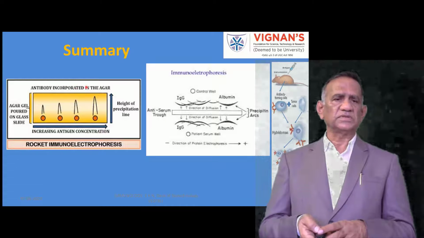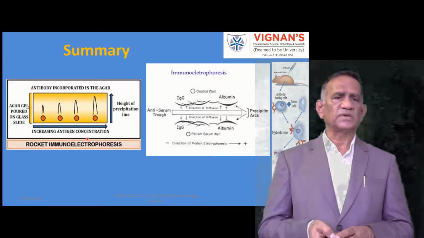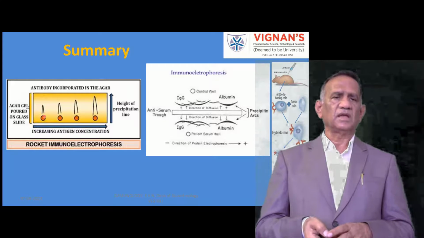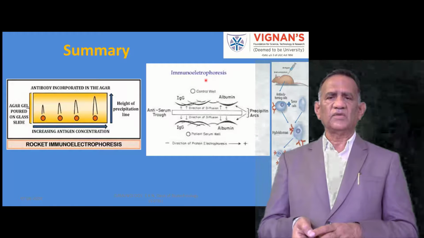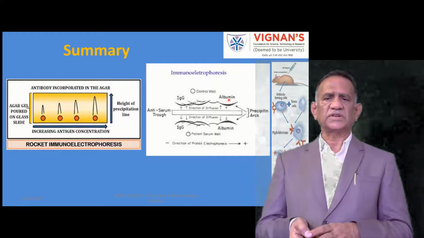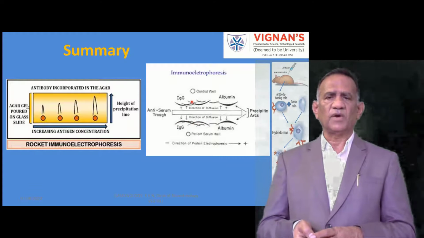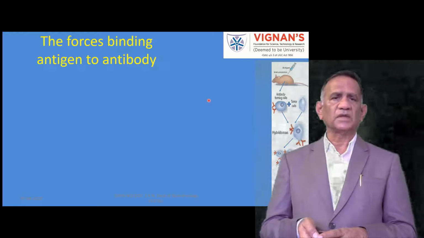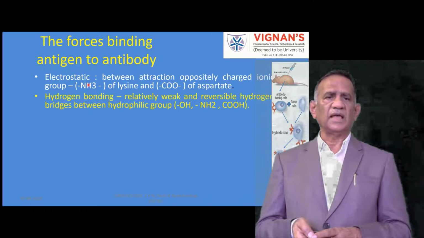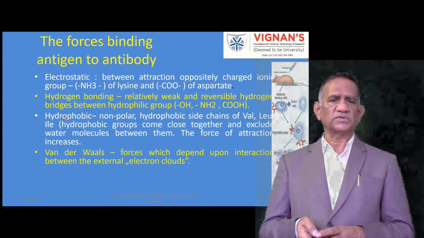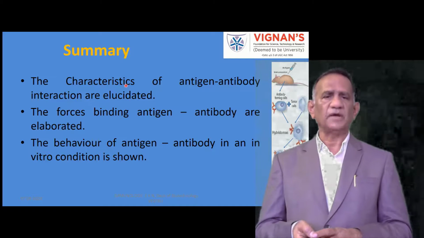This is the rocket immunoelectrophoresis, through which also we can evaluate the antigen-antibody interaction. This is immunoelectrophoresis, wherein various crescentic arcs appear. This also gives the number of antibodies that are produced against the antigen. The forces binding antigen to antibody, as shown earlier: electrostatic force, hydrogen bonding force, hydrophobic force, and van der Waals force. Let us see the summary of this particular topic.